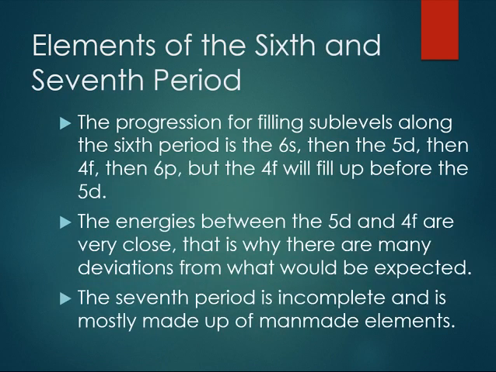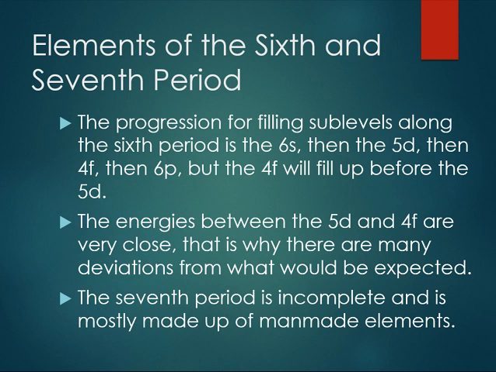All right, lastly, the progress of filling up sublevels along the 6th period is the 6s, and then the 5d, then the 4f, then 6p, but the 4f will fill up before the 5d. The energy levels between the 5d and the 4f are very, very close, and that's why there are many of those deviations from what you would normally expect, a lot of those exceptions to the rules.